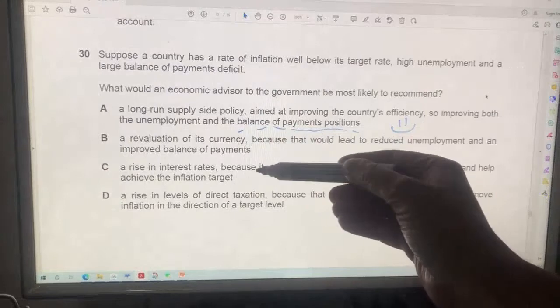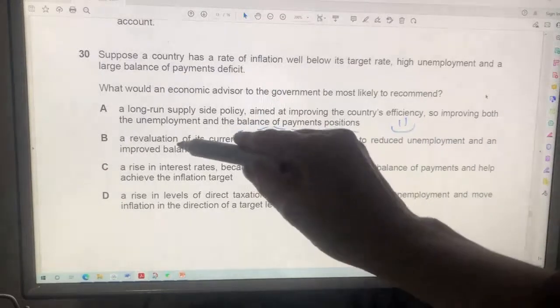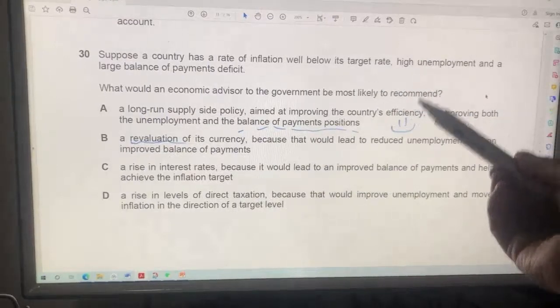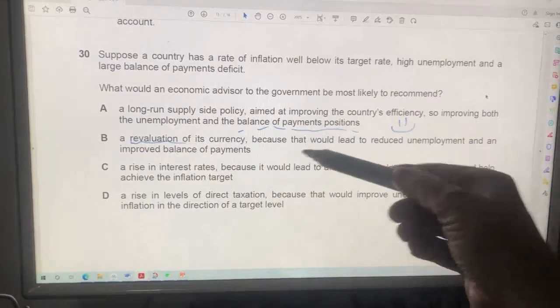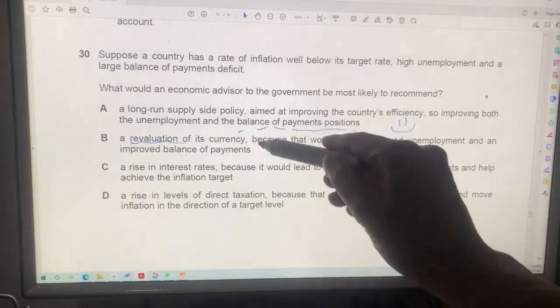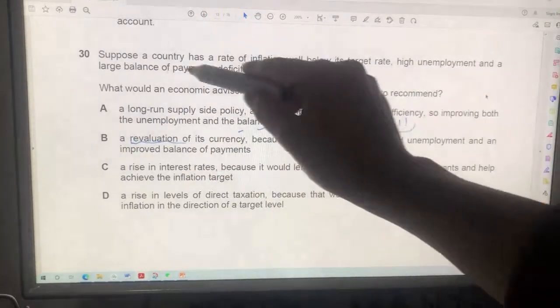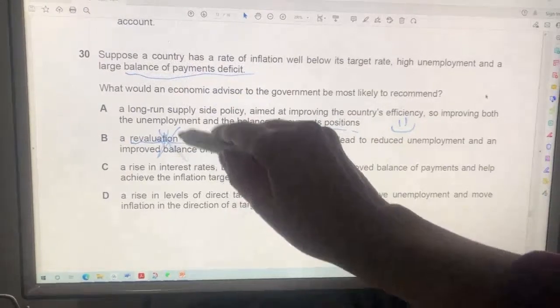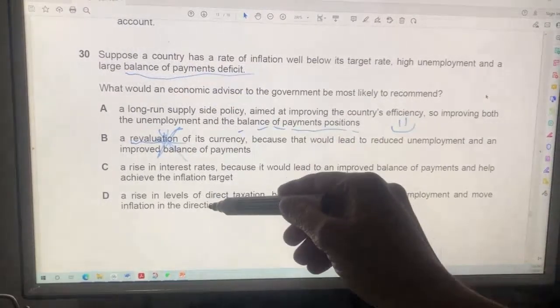Revaluation of its currency. Wait. Revaluation is when a country deliberately increases the strength of its currency, and that would reduce exports. But we already have a large balance of payment deficit, so no to B.